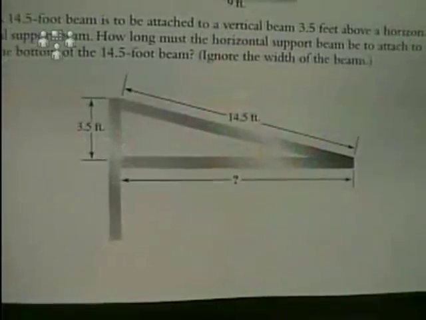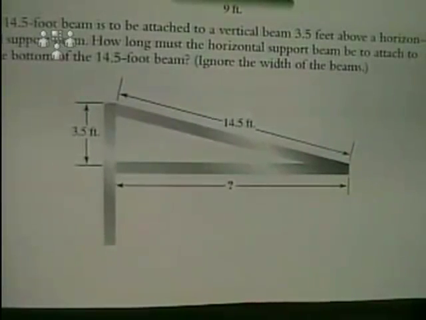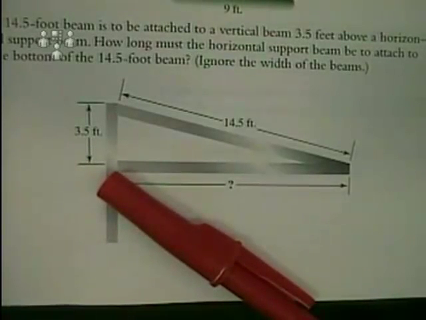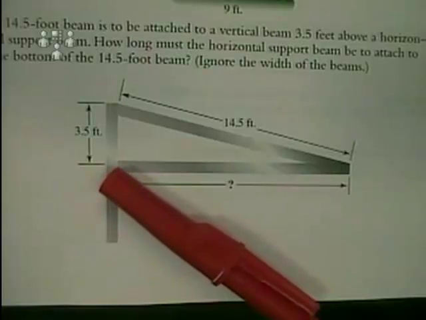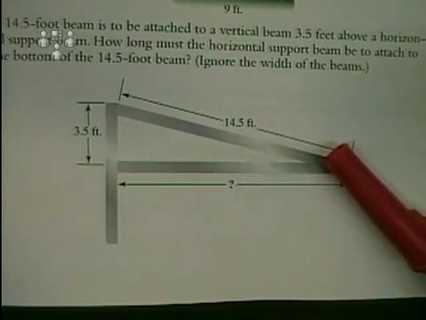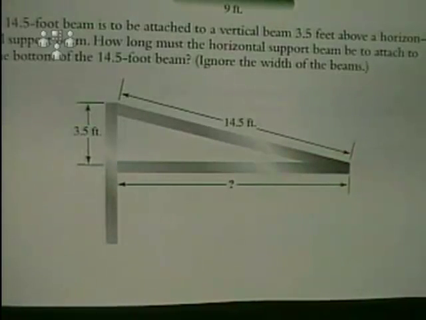Oh, okay, here's my diagram. A 14.5 beam attached to a vertical beam, 3.5 above the horizontal support beam. You're now contractors. Okay? And we want to know how long this horizontal support must be. So what famous theorem? I feel like we're doing the millionaire thing in Slumdog. Okay, what famous theorem do you use?